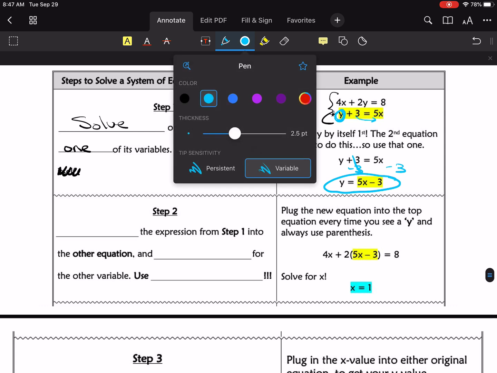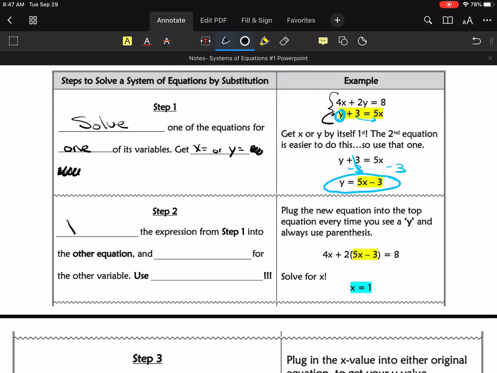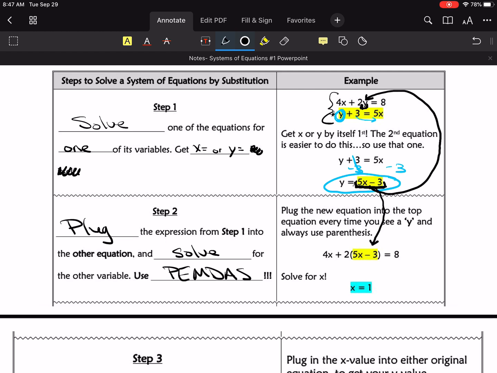Now, step 2, I want to plug whatever I found in step 1 into the other equation and then solve for the remaining variable. And remember, we want to use my order of operations, PEMDAS. Okay, so I have what y equals. y equals 5x minus 3. So I'm going to plug it into the top equation wherever I see a y, which is right here. So we replaced 2y with 2 times what y equals, 5x minus 3.